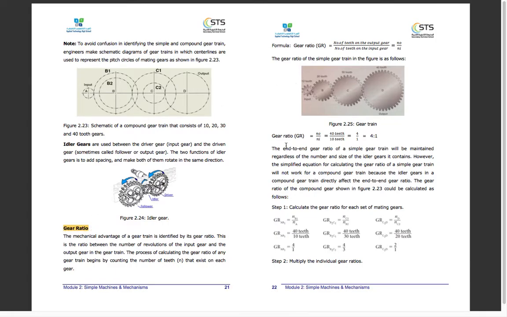For a simple gear train, it's very, very simple. The gear ratio is the number of teeth of the output gear divided by the number of teeth of the input gear. You might have 100 gears in between them, but you ignore them. You look at the output, you look at the input, and you divide the two. In the exam, be careful to check which one is the output and which one is the input. Don't mix them up.